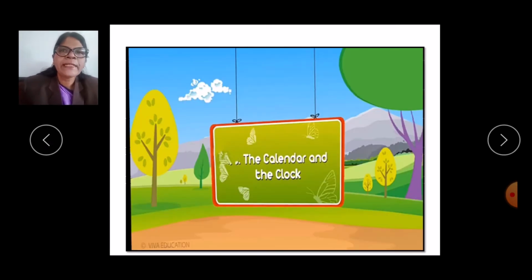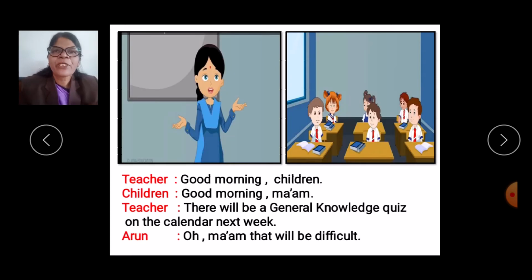We're going to a new lesson, the calendar and the clock. Yes, in this picture what can you see here, children? You can see a teacher and here so many children. Let us see why the children are sitting there. Do you come to school, children? Yes, we come to school to learn. So the teacher is saying, good morning, children. The children say, good morning, ma'am.